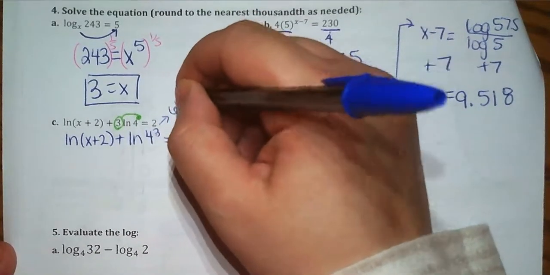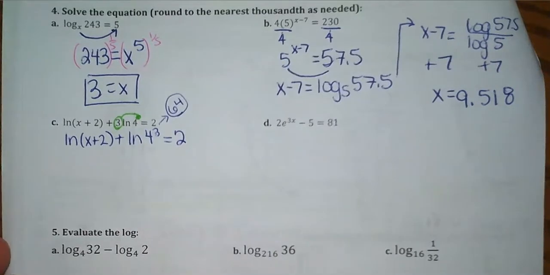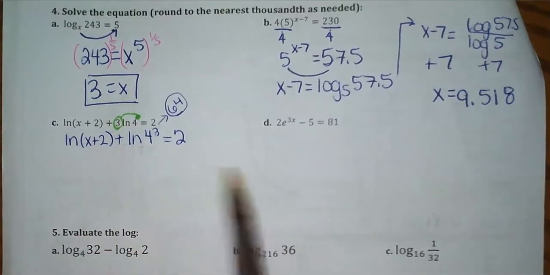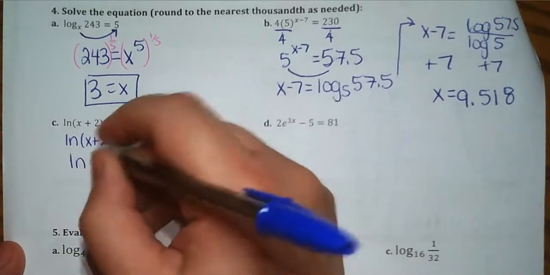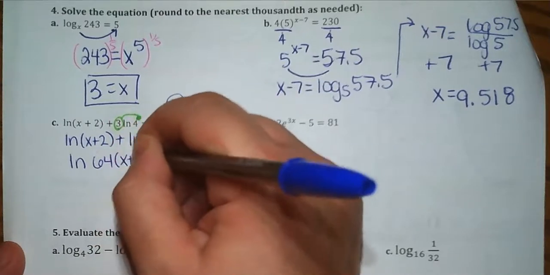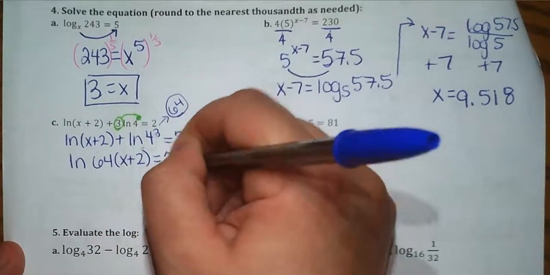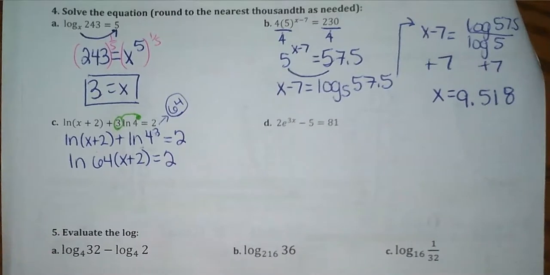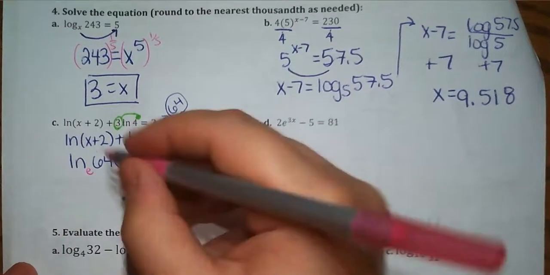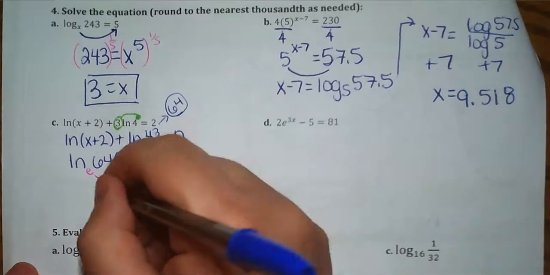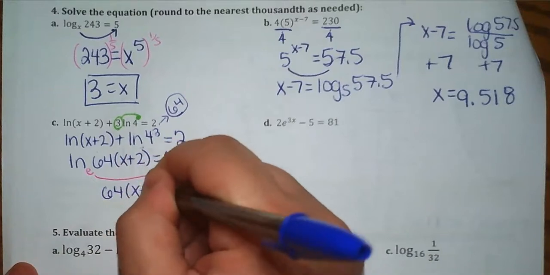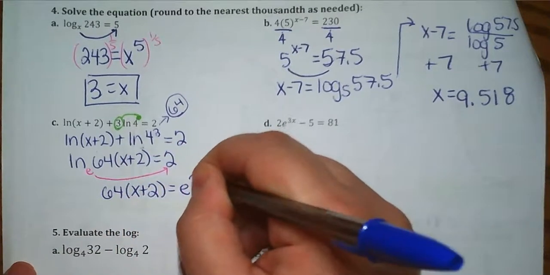4 to the third is 64, so I'm going to use that in the next step. When you have addition, you're going to squish that together with multiplication. So this would be 64 times that x plus 2 equals 2. And I'm not going to use the distributive property right there. What I would remind you, to get rid of the natural log, which has a base of e, we're just going to swing that base to the other side. And I'm going to get 64 times x plus 2 equals e squared.